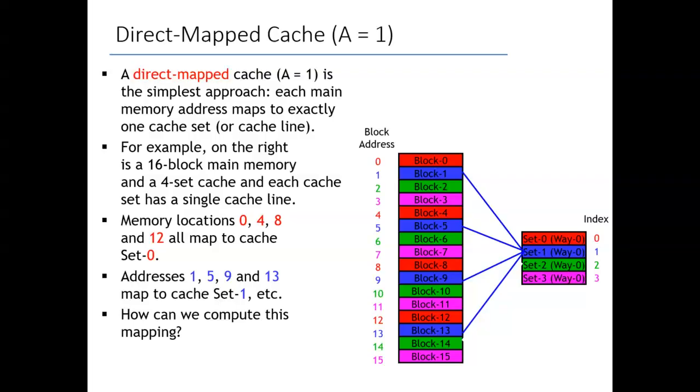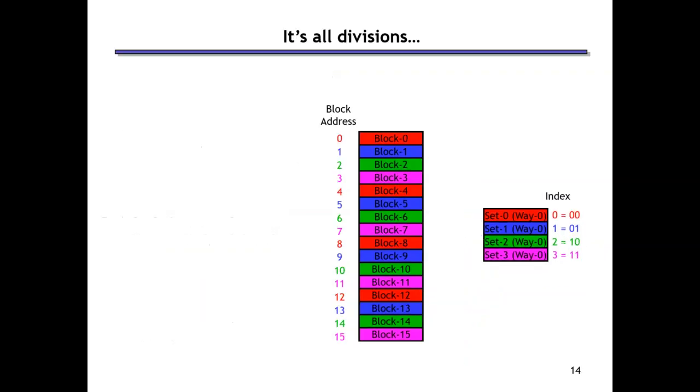Okay. How can we compute this mapping? There are different methods to compute this mapping. So I will now go with method number 1 and method number 2. It's all division. Okay. Can you see here?